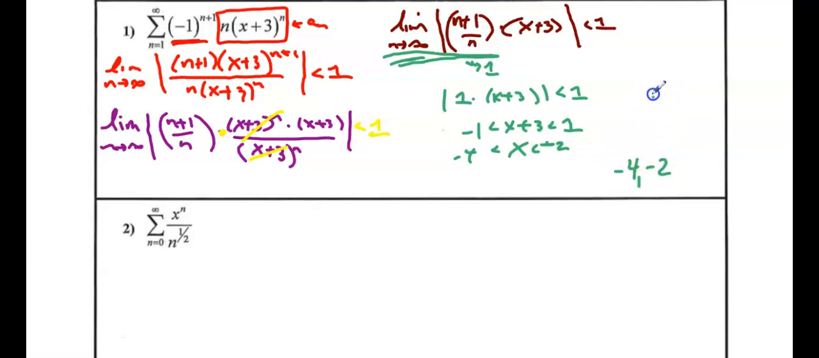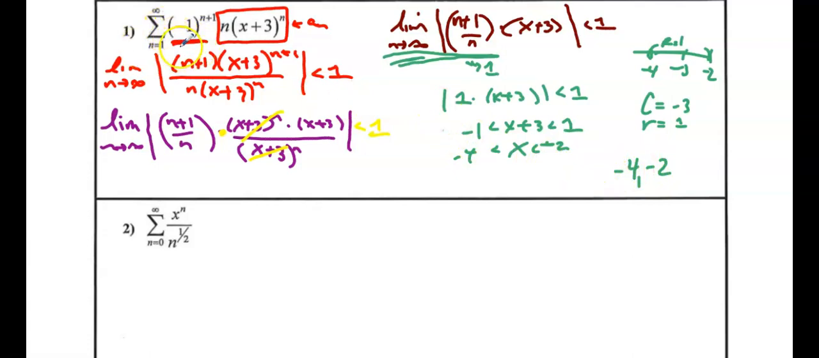With that, you can see that the center is at negative 3 and the radius is equal to 1. If we're at negative 3 and our endpoints are at negative 2 and negative 4, then the radius is 1. What we must now do is figure out whether or not we need to include the endpoints, whether it's an open bracket or closed bracket.